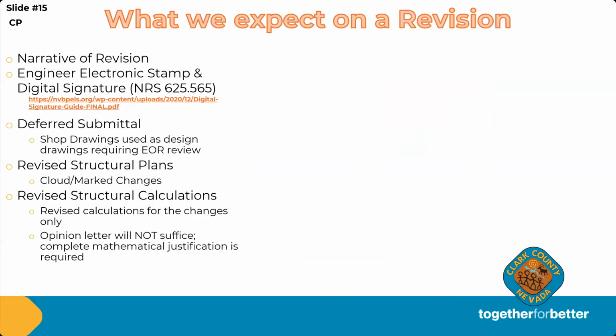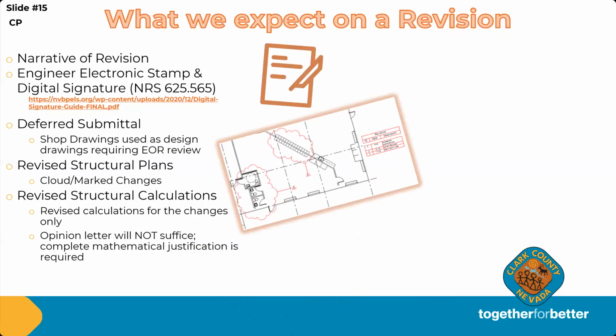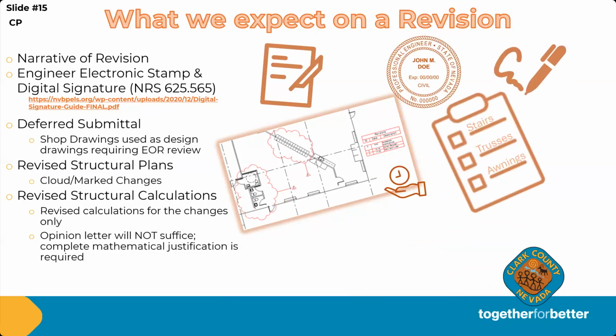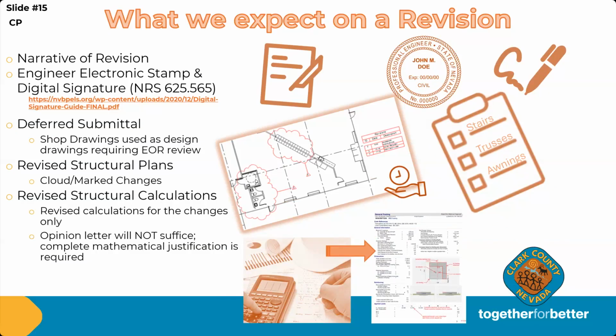Okay, so now we have defined that we have a revision. Now it's time to submit it. The DS engineer told you, yep, you need to submit that as a structural or geotechnical addendum, or something changed that needs to be submitted as a revision. Okay, great. Then what do we expect to see on that revision? A narrative, as Mary and Shannon were saying. It will really help us a lot to know, in a letter, what exactly you are changing.